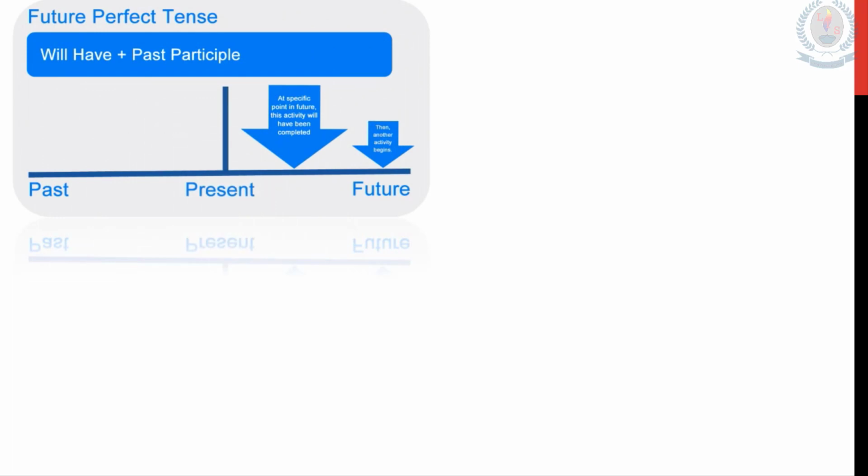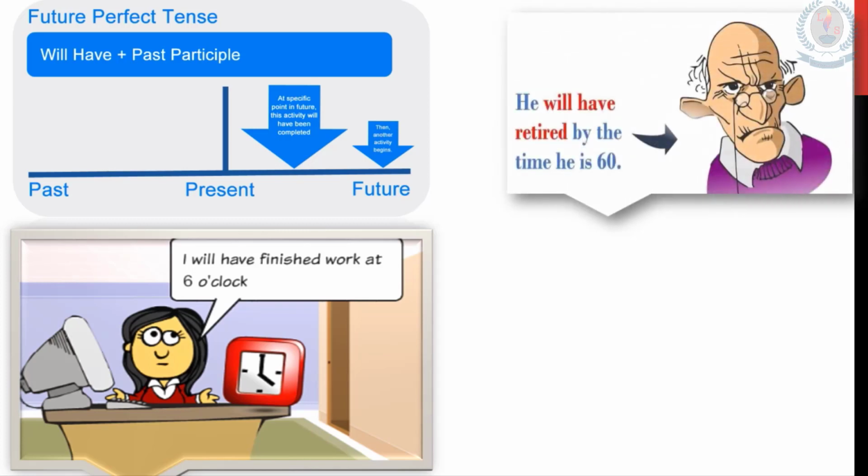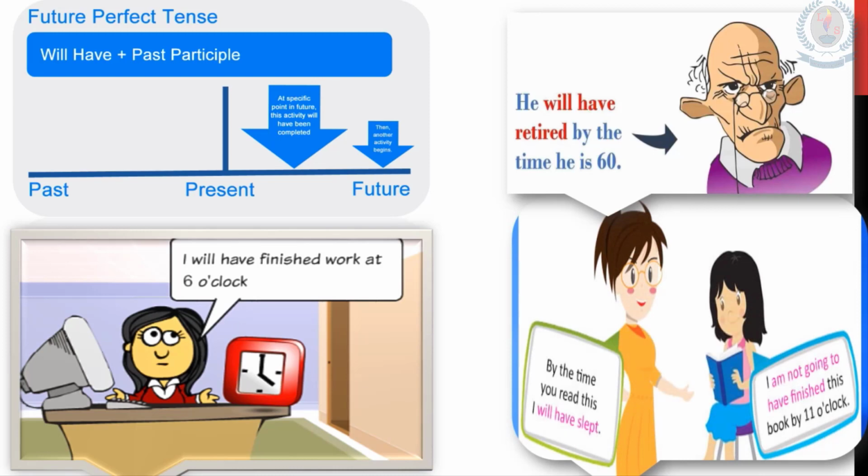Future perfect tense, the last part of the tenses. Here you can see the structure of making a sentence: subject and will have, and then the past participle. There are some examples. I will have finished work at 6 o'clock. He will have retired by the time he is 60. By the time you read this, I will have slept. I am going to have finished this book by 11 o'clock.